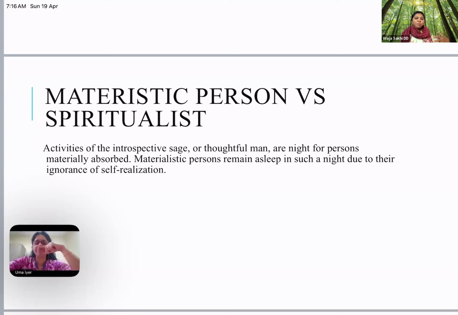So we can see that both of them think the other person to be mad. A materialist thinks a spiritual person to be mad, and a spiritualist thinks that a material person is mad. But we know which madness is better, because they have not tasted that spiritual madness. Even Chaitanya Mahaprabhu was mad with Krishna Bhakti. And a devotee is also getting pleasure by serving Krishna.